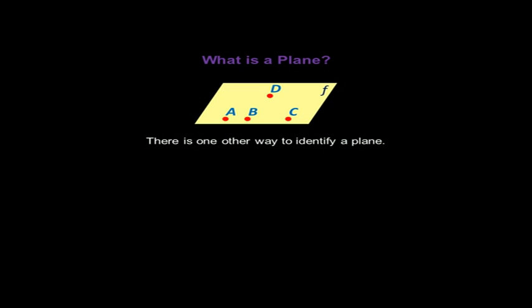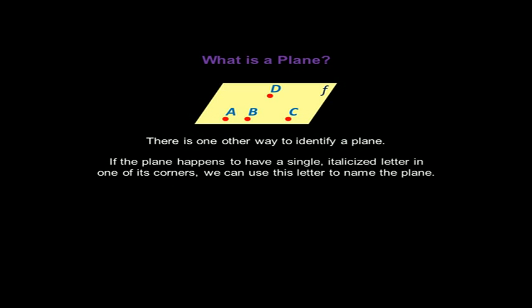Now there's one other way to identify a plane. If a plane happens to have a single italicized letter in one of its corners, like ours does, we can use this letter to name the plane. So in our figure above, we could also name this plane plane F.